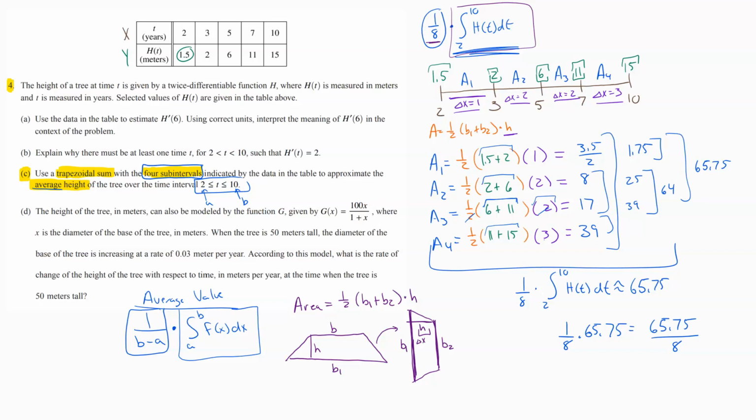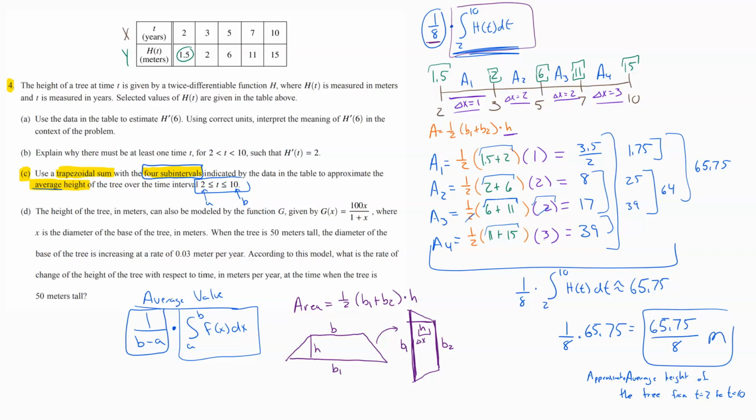And then you just always remember what your units are on this. So this is going to be meters, because we're still talking our y values, our h values right there. And so this is the average height of a tree, the approximate average height of the tree in that interval. So from t equals 2 to t equals 10. And you're done.